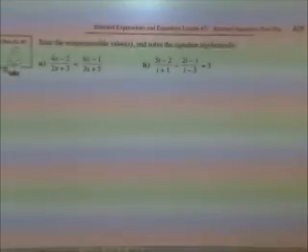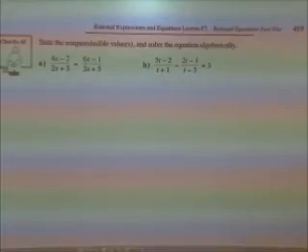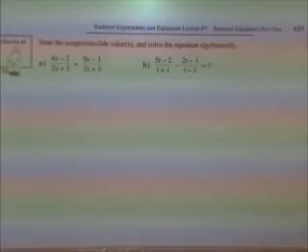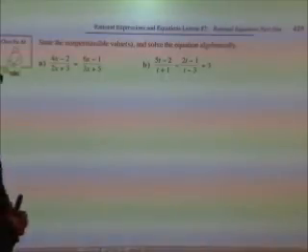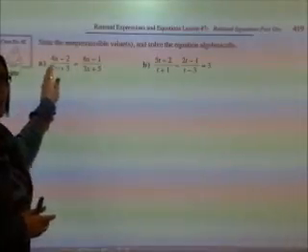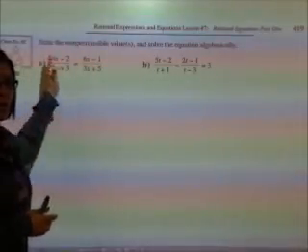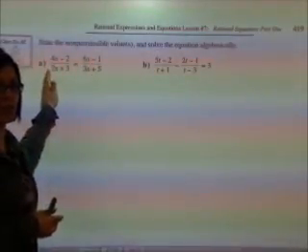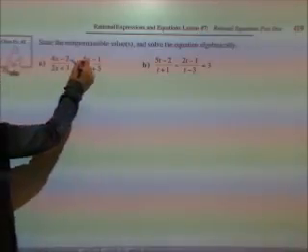So the next 3 examples, just repeat the process. We just make the questions a little bit more challenging. So in class example 2A, I have 1 term on each side of the equation. When you only have 1 term on each side of the equation, cross multiply.